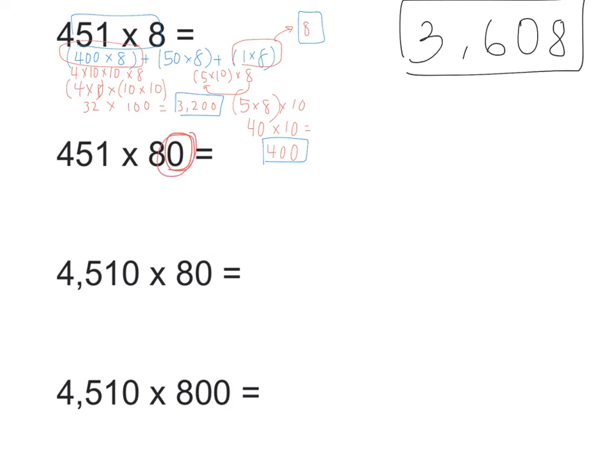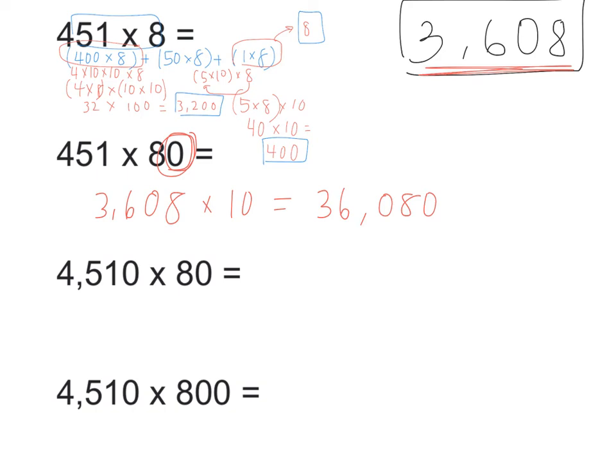Huh. The fact that there's an extra 0 here means that this product has an extra factor of what? 10, right? Because 80 is 10 times bigger than 8. So that means my product needs to be how many times bigger than the first product? 10. So if I do 3,608 times 10, what would be my answer? 36,080.